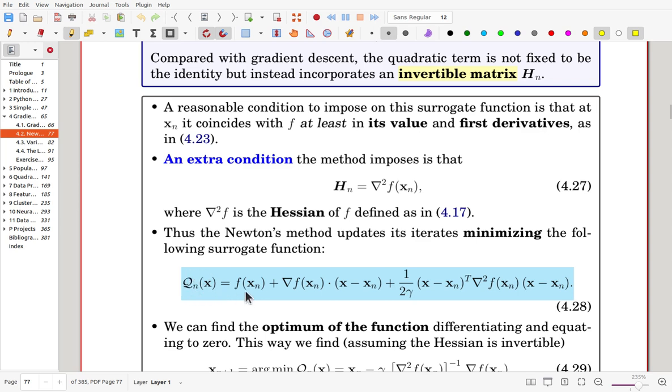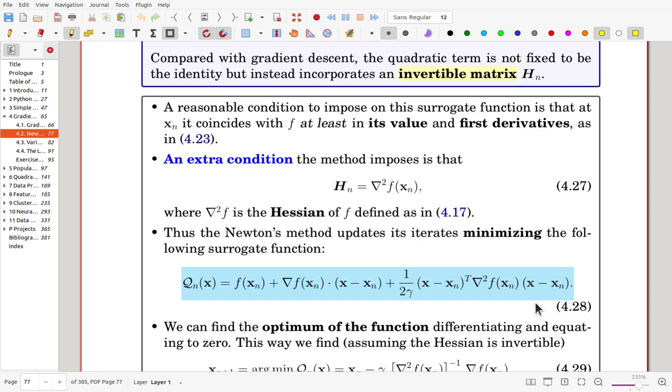Now Qn(x) is f(xn) plus gradient f at xn and x minus xn, plus 1 over 2 gamma, x minus xn, now this Hessian of f, and x minus xn. This surrogate function is a local approximating function of f around xn. By minimizing this surrogate function, we try to get a new update.